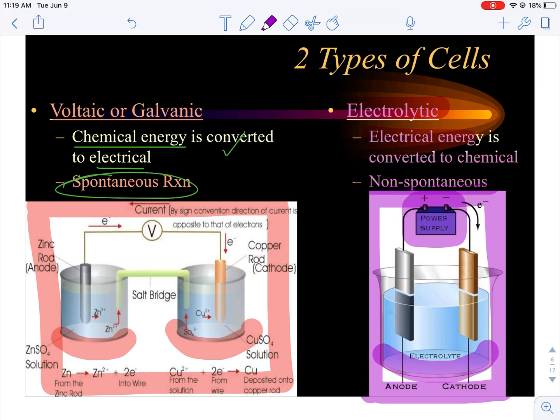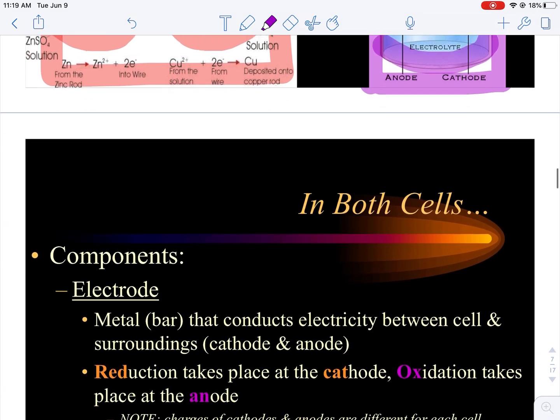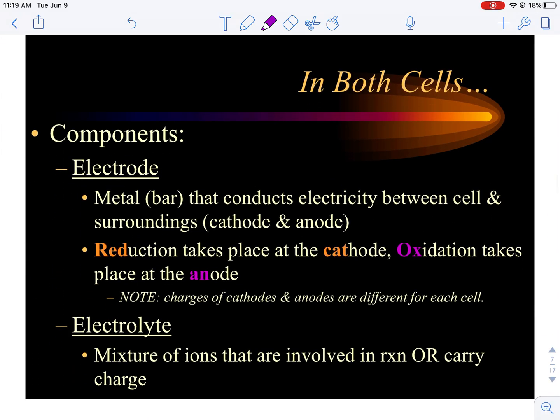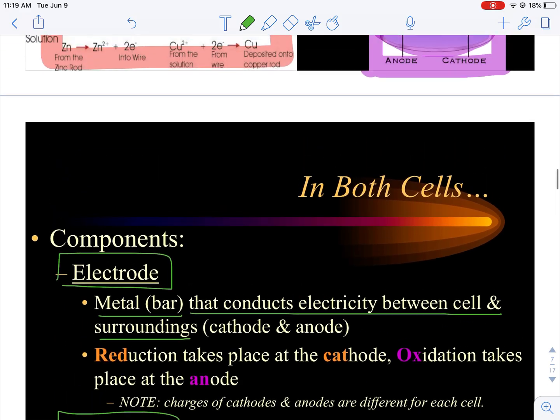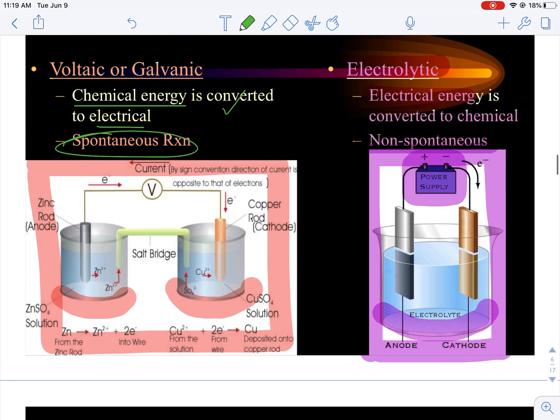There are some commonalities between these two types of cells that have to do with new vocabulary words. So the last thing we're going to do with both of the cells is talk about what vocab words are the same. And they are the words electrode and electrolyte. The electrode is a metal, usually in the form of a bar, that conducts electricity between the cell and its surroundings. Let me go back to the picture for a second.